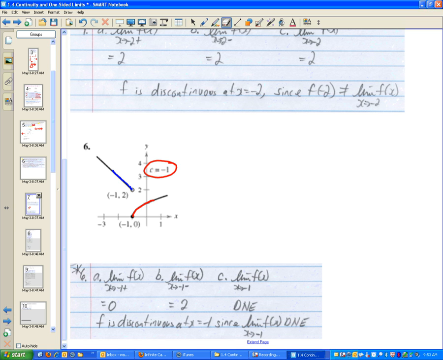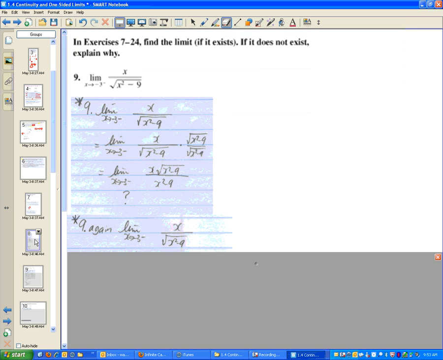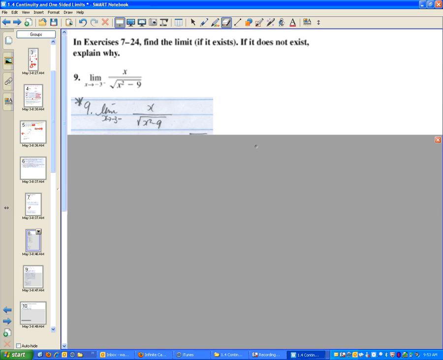All right, we good with 6? Let's try something more difficult, like 9. Find the limit if it exists. If it does not exist, explain why not. All right, number 9.